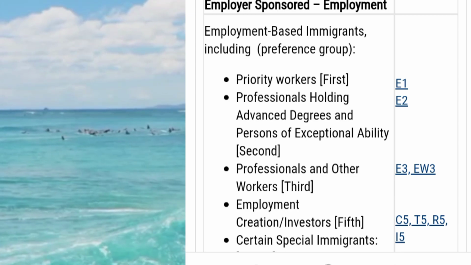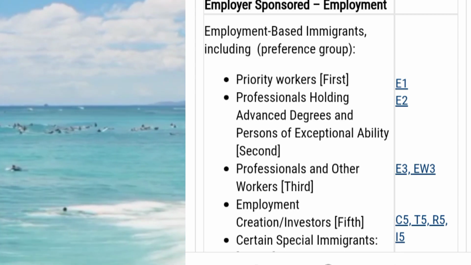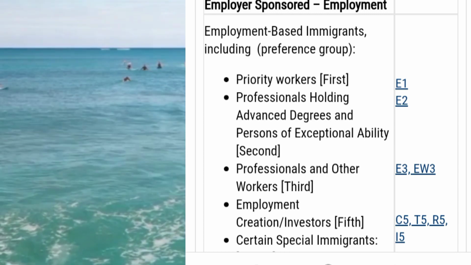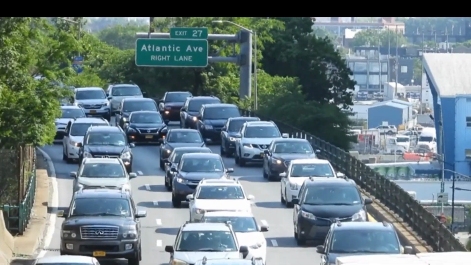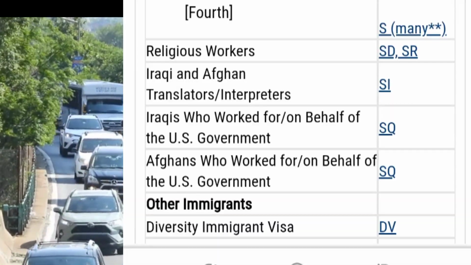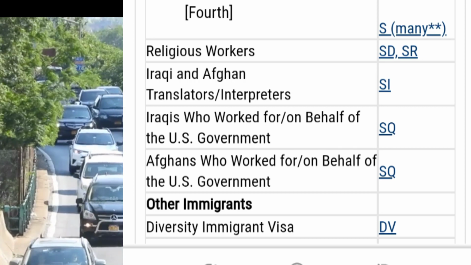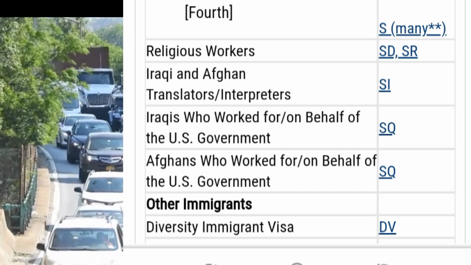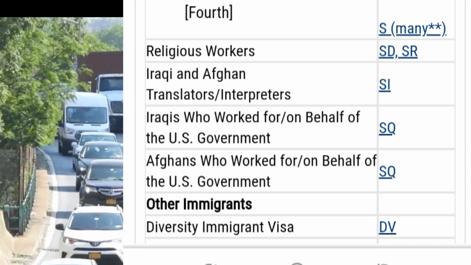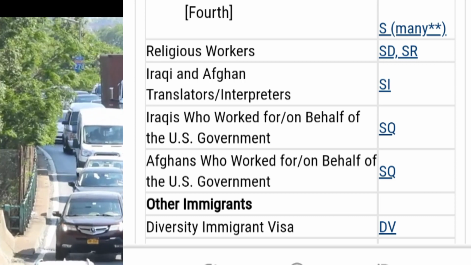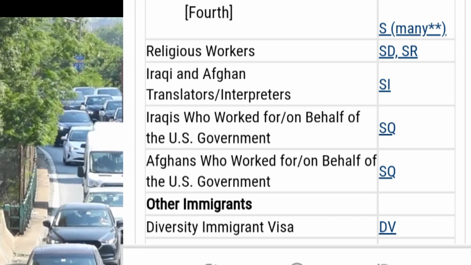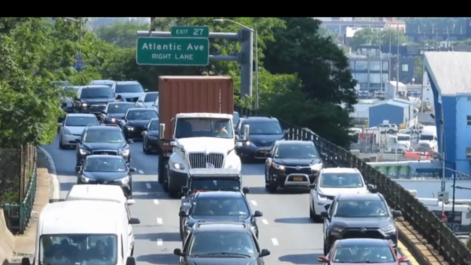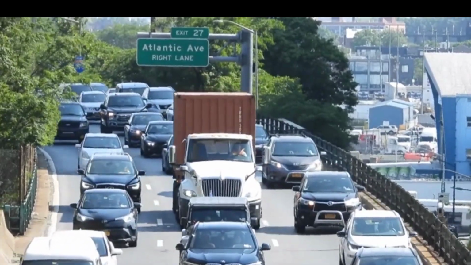Also included are employment-based immigrants, like priority workers, professionals holding advanced degrees and persons of exceptional ability, professionals and other workers, employment creation or investors, certain special immigrants, religious workers, Iraqi and Afghan translators or interpreters, Iraqis who worked for or on behalf of the U.S. government, Afghans who worked for or on behalf of the U.S. government, other immigrant visas, diversity immigrant visas. So there are different visa categorizations for all of this we are talking about. These ones require an immigrant visa.